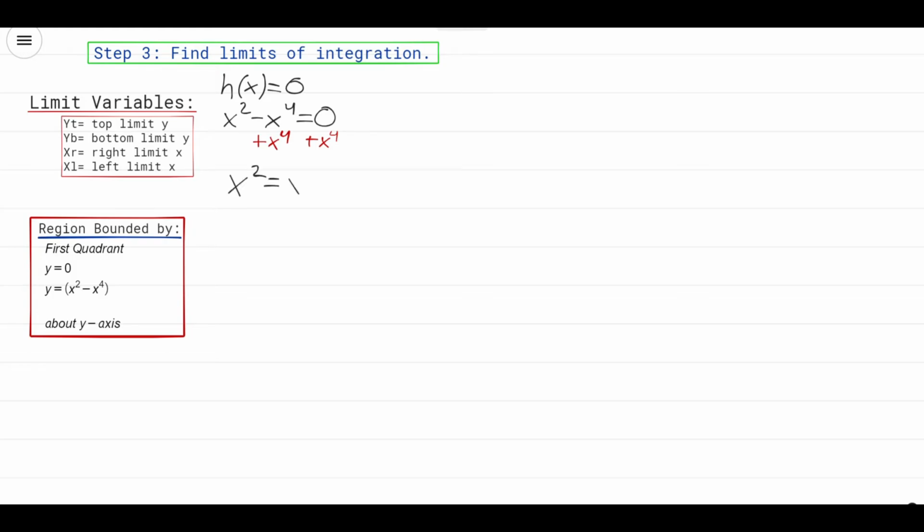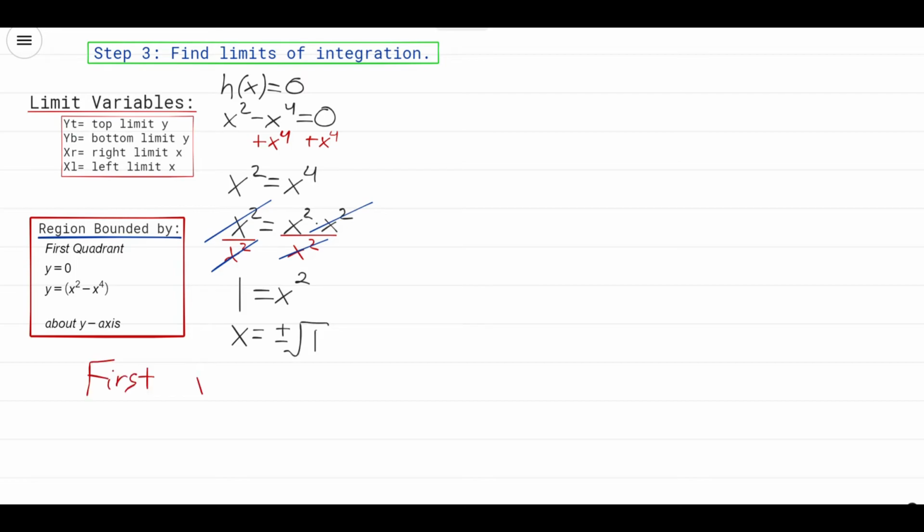So we know x squared, we're going to add x to the 4th power to both sides, so x squared is equal to x to the 4th. Thus, we can divide. We can split up x to the 4th as x squared times x squared, and we can divide both sides by x squared. When we do that, these terms cancel out, and we're left with x squared is equal to 1. Thus, x is equal to plus or minus the square root of 1, which is plus or minus 1, basically.